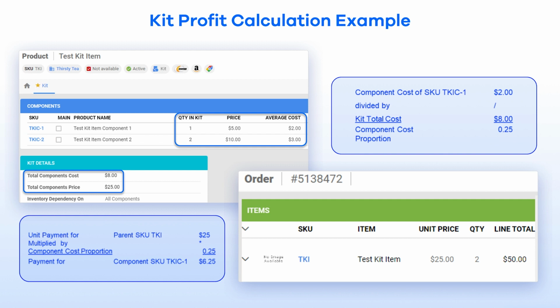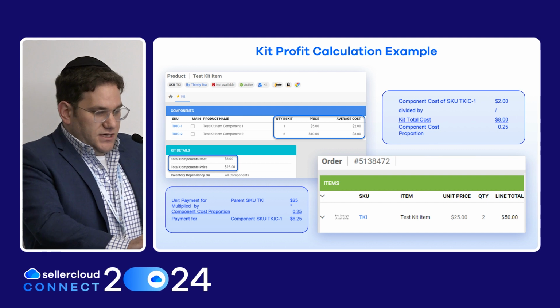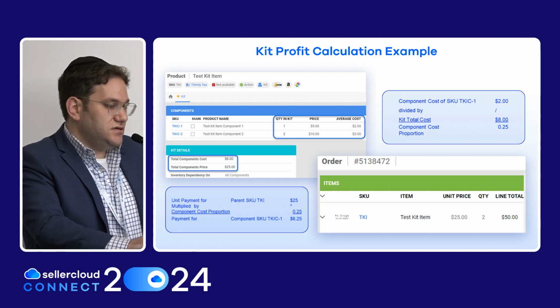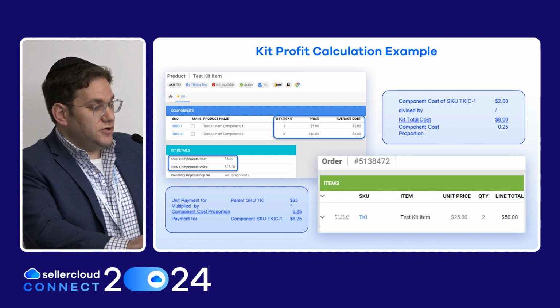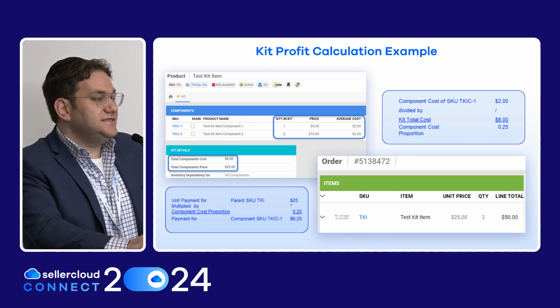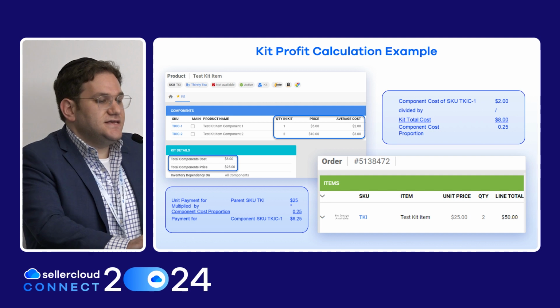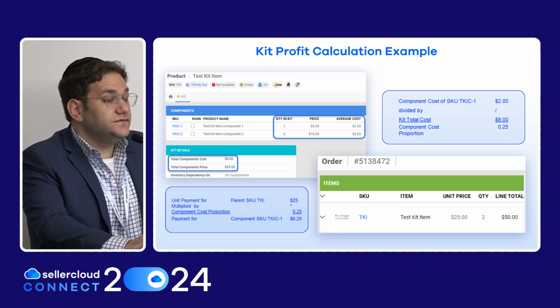In this example, the order you see on the bottom is 5138472. The kit parent is called TKI. The SKU is TKI, test kit item, unit price of $25. This kit TKI has two components. I'm going to focus on component 1. Test kit item component 1, which is TKIC-1, has a cost of $2.